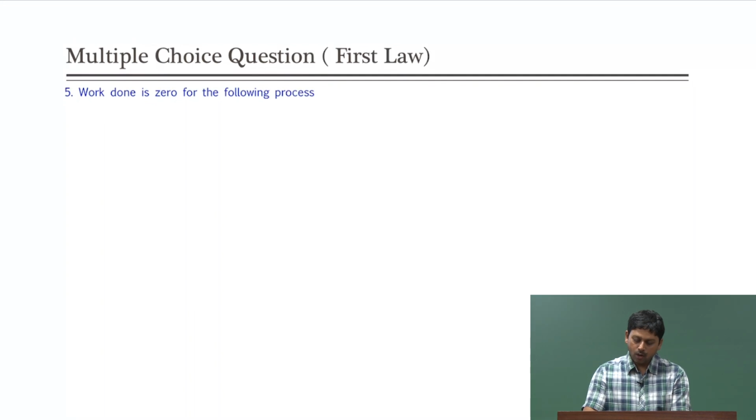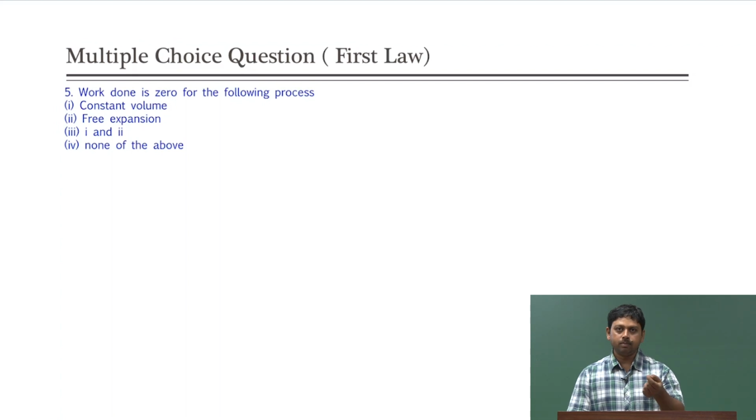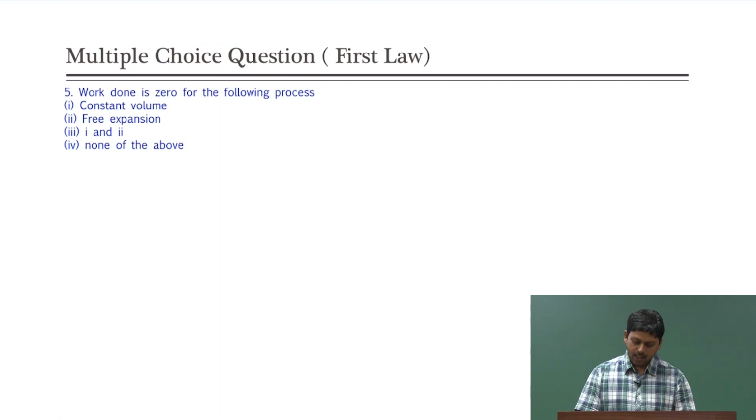Next question: work done is 0 for the following process: constant volume, free expansion, first and second, and none of the above. Anyway, so the question is asking you two things: is constant volume work done 0? Yes, we have explained that in previous questions. And in the free expansion case, what is the work done in free expansion?